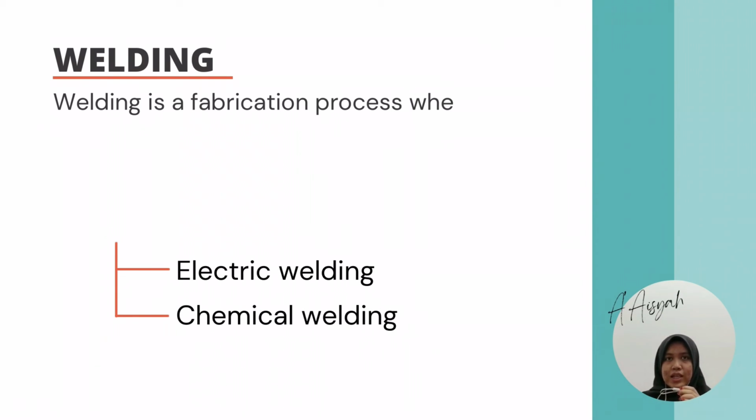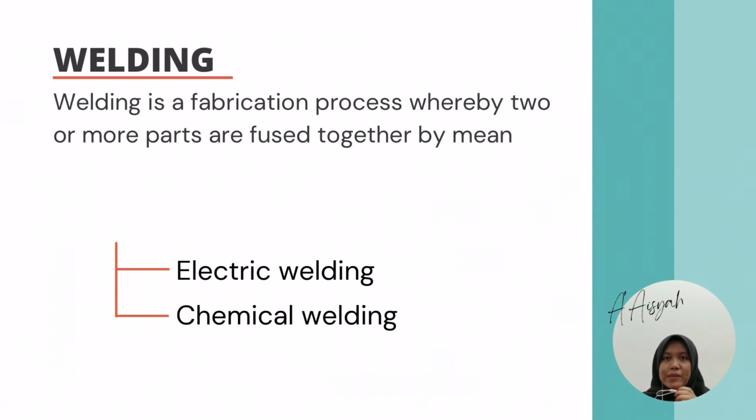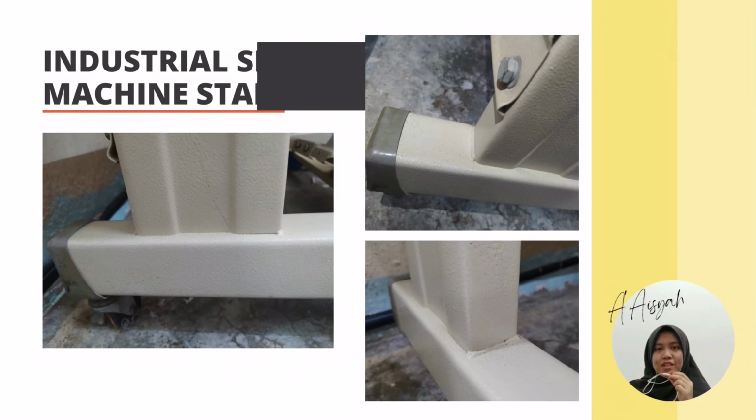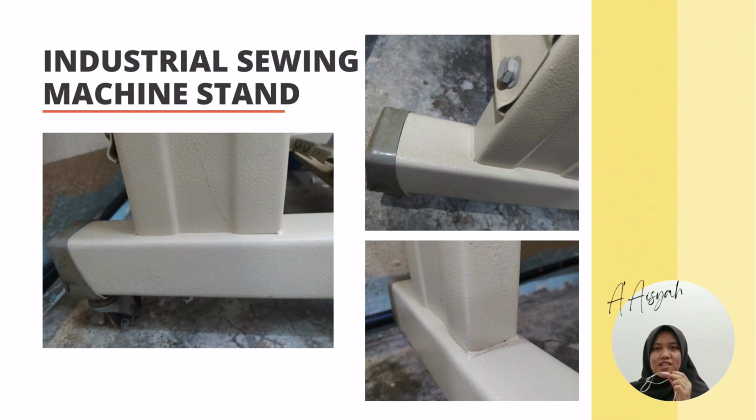What is welding? Welding is a fabrication process whereby two or more parts are fused together by means of heat, pressure or both, forming a joint as the parts cool. We can use either electric welding or chemical welding. For this process, we choose industrial sewing machine stand.